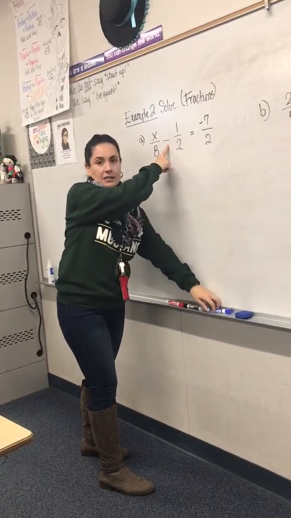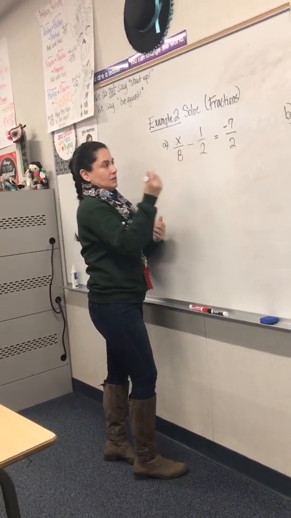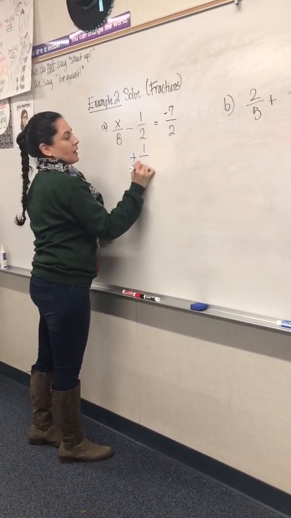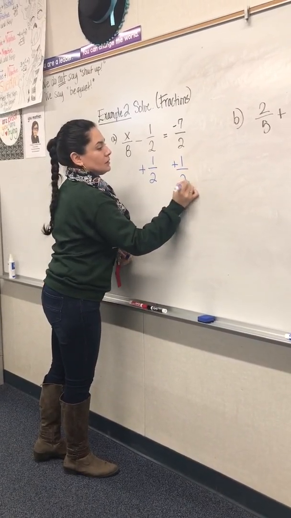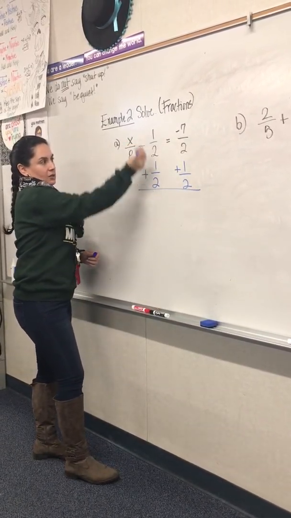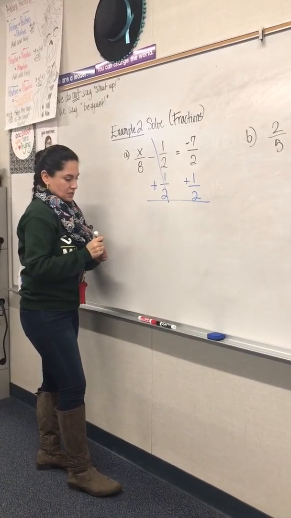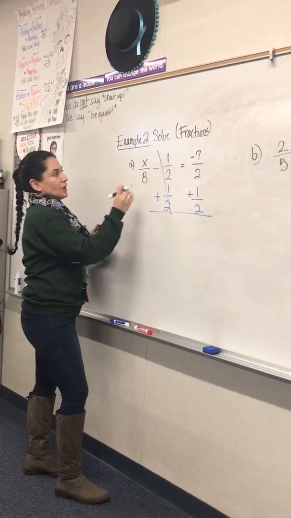Because I see a minus, that means that I have to add to both sides. So I'm going to add 1/2. What I do to one side, I do to the other. Do the same thing. I create a zero pair so they cancel each other out. What do I have left?